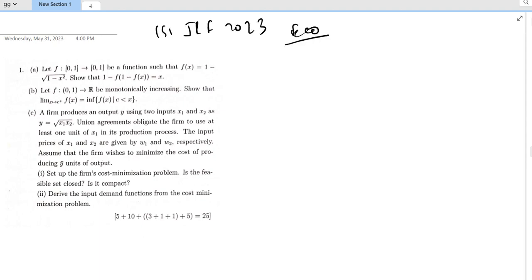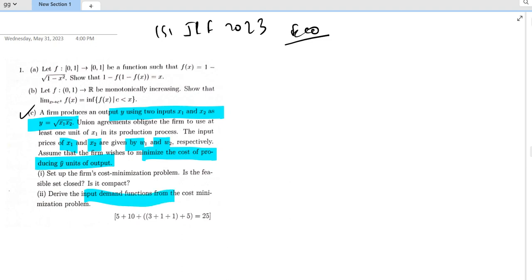This is the ISI JRF 2023 Economics paper, Group A, question number 1C. A firm produces an output y using two inputs x1 and x2 as y equals root over x1 x2. Contractual agreements obligate the firm to use at least 1 unit of x1 in the production process. The input prices of x1 and x2 are given as W1 and W2 respectively. Assume that the firm wishes to minimize the cost of production per y bar units of the output. Now set up the firm's cost minimization problem in feasible or compact form and derive the input demand function.